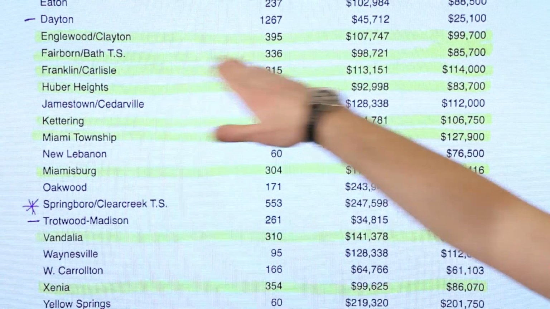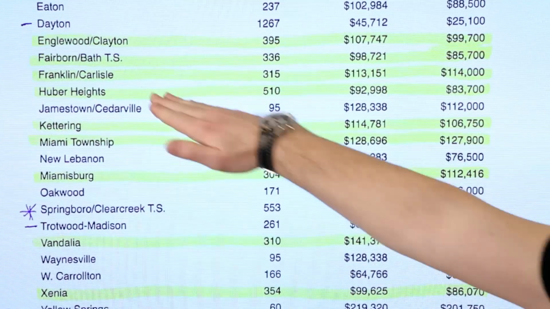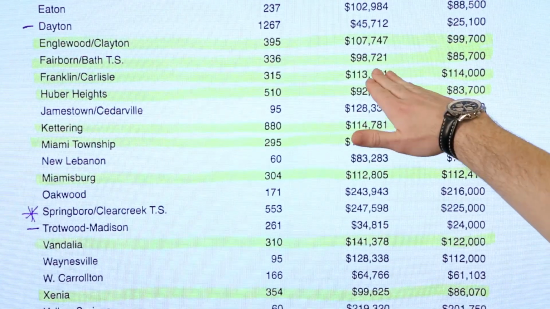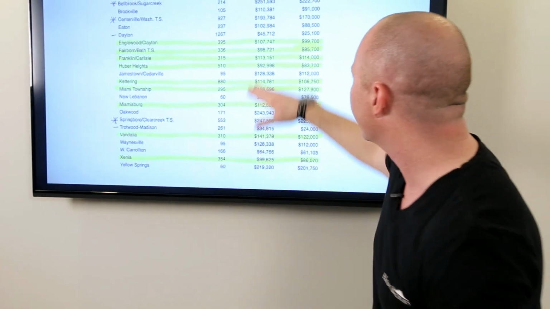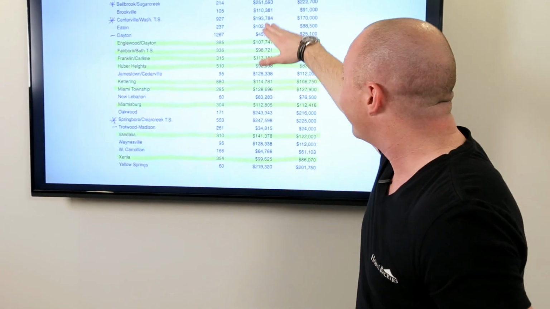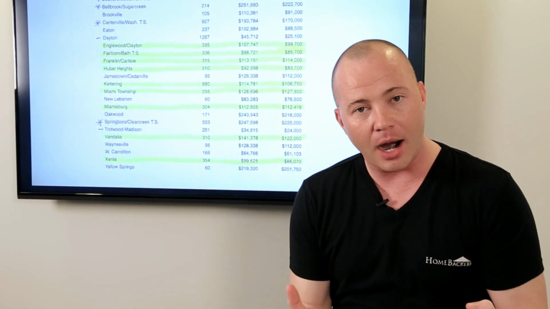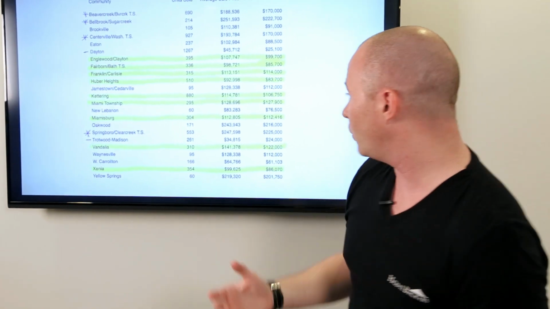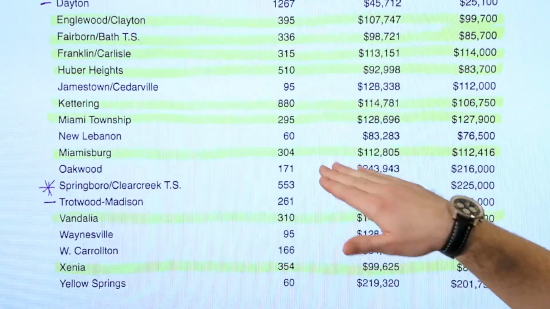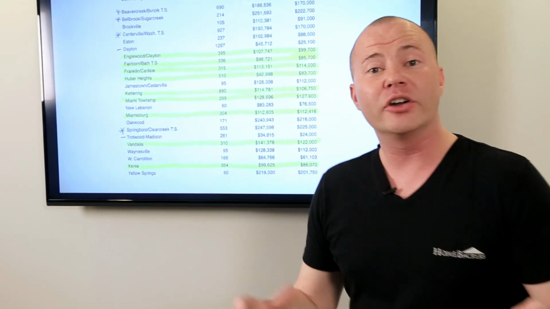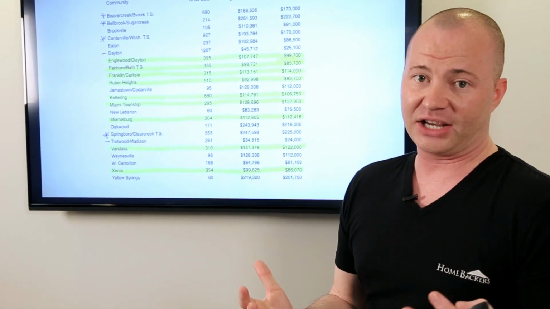You can see here that Inglewood, Clayton, that is in my sweet spot. Fairborn, Bath Township, 98,000, that is in my sweet spot. Franklin, Carlisle, that is in my sweet spot. So you look for all the towns that are selling properties in your sweet spot that have sold a lot of inventory. 395, 336, 315, 510 homes sold last year alone.